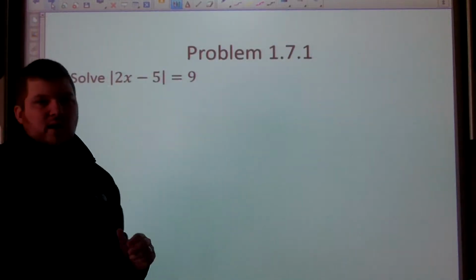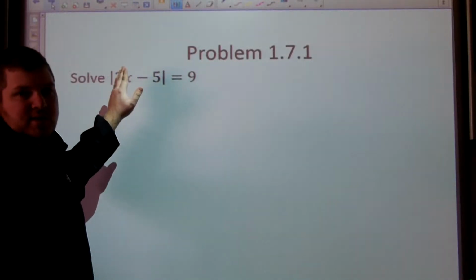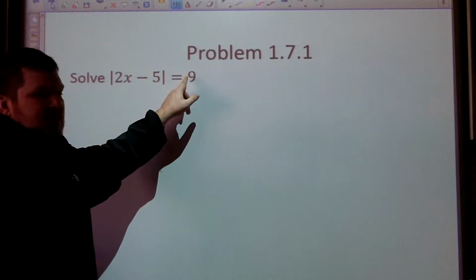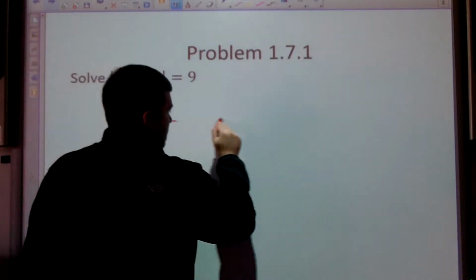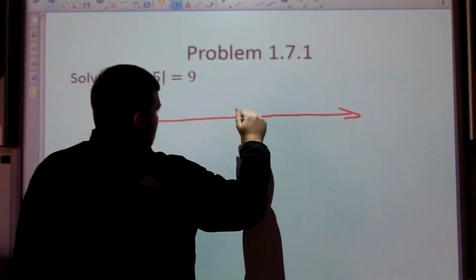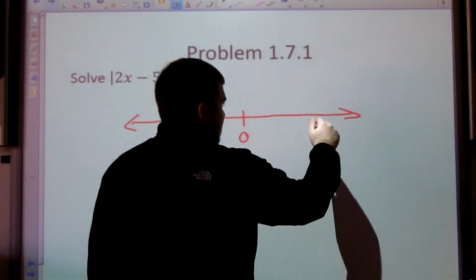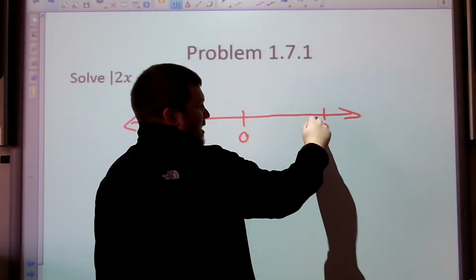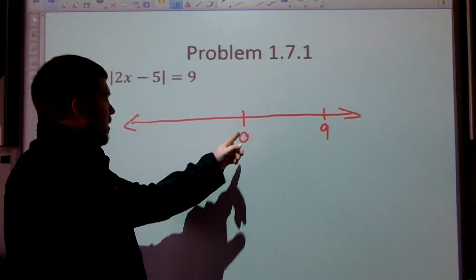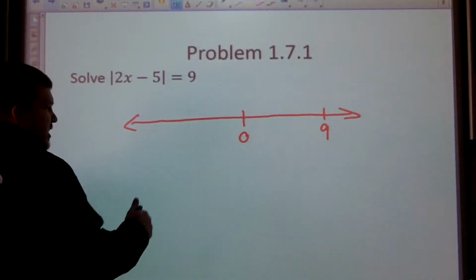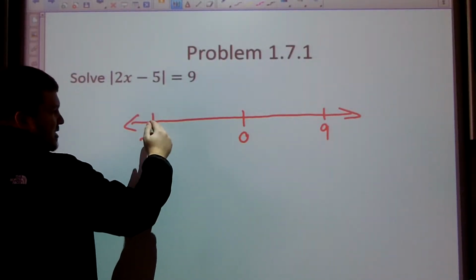Okay, so here, absolute value is already by itself. Now, the absolute value is the distance away from 0. So think about it. The distance away from 0 is 9. So let's draw a number line to help us understand what's going on. So here's 0. Well, if I walk to the right, I can get to 9. Obviously, this is 9 units away. The distance from 0 is 9. That's one option. Well, if I walk to the left, I can also get 9 units away. The distance from 0 is 9.